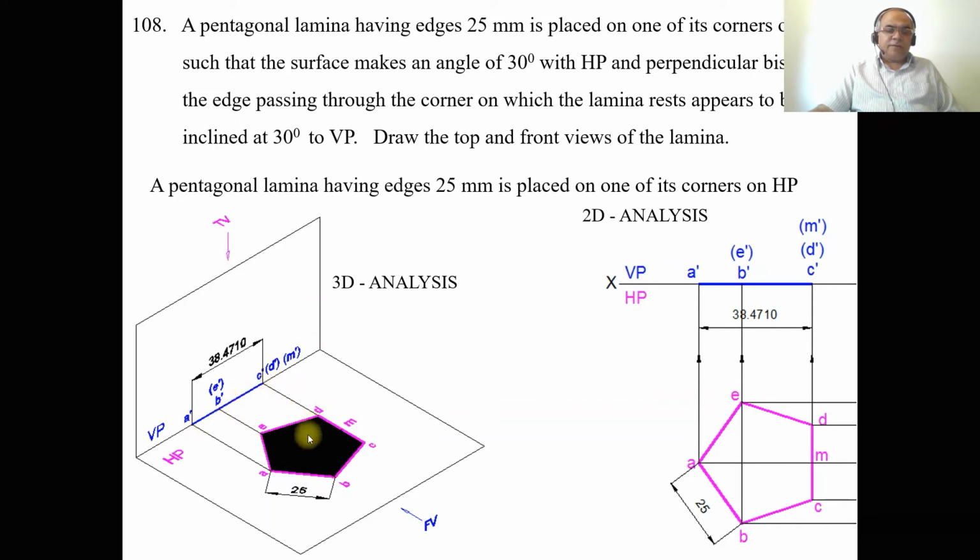As we look from the top view, A, B, C, D, E are the corners of the pentagon, and AM is the line which is the perpendicular bisector passing through the corner. Since the corner is the one which is resting on HP, we have to consider AM. And here, when you look from the front view, ABC is near to the observer, so a dash, b dash, c dash is visible. M dash, D dash and E dash are all in brackets. So this is how we can give it in the two-dimensional analysis also.